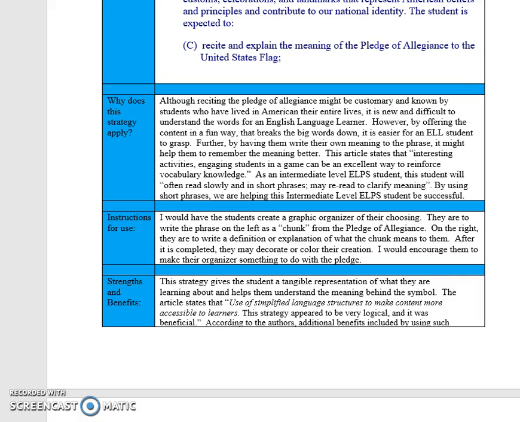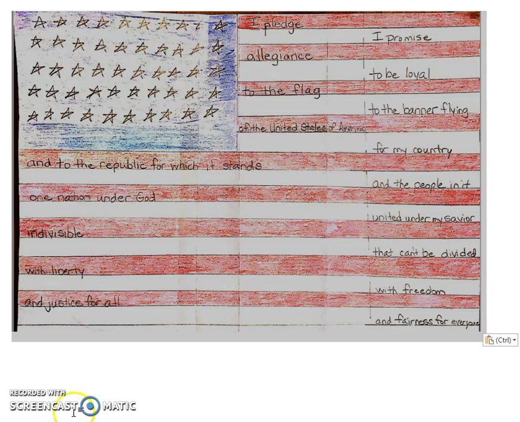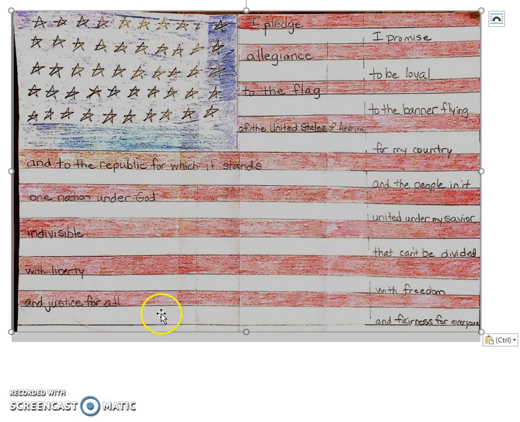In my example, I have decided to do an actual flag. And so again, here on this side, you can see these are the chunks that would already be there for them to decide and then to determine what that means to them. In mine, I put I pledge. To me, it means I promise. Allegiance would mean to be loyal, and it skips down. And then with liberty, I put with freedom.